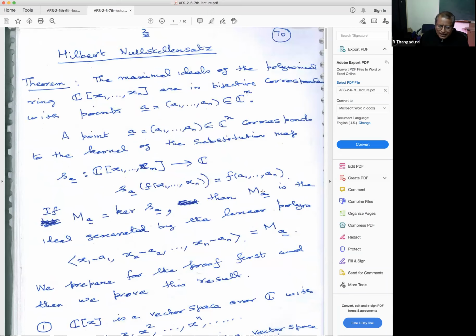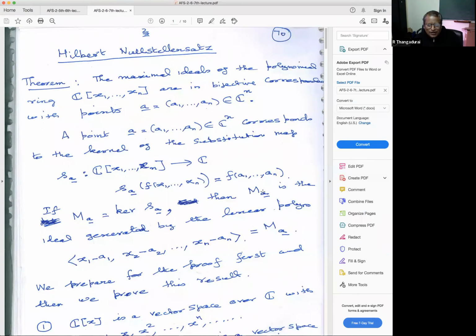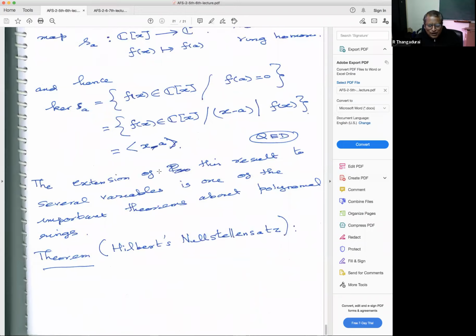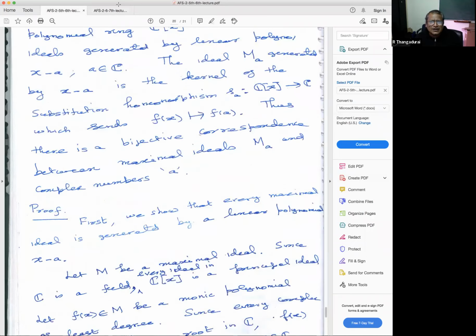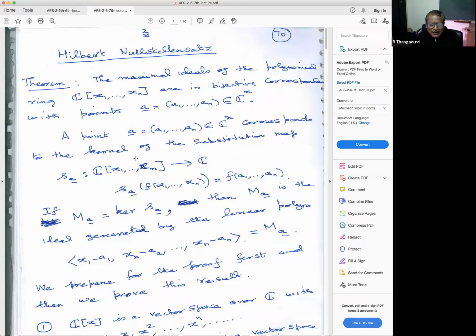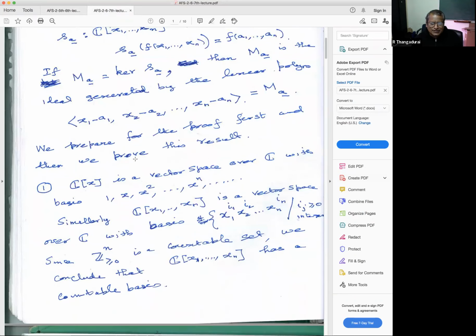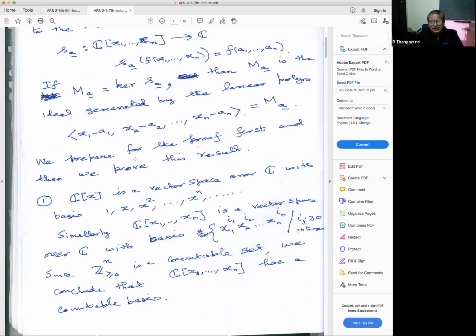Every maximal ideal will look like Ma for some a, and Ma is a maximal ideal. These two we have to prove. This theorem is not going to be as simple as the previous one for the one variable case. So we have to prepare some notions. I'll start with some notions.